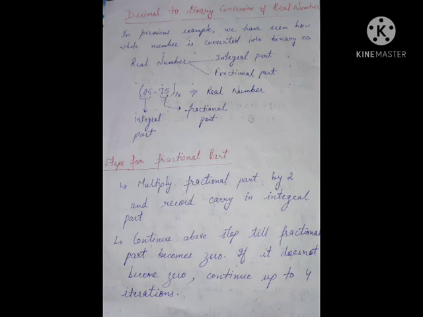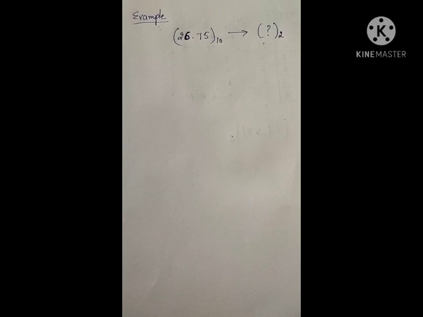Multiply each fractional part by 2 and record its carry in the integral part. Continue the above step till the fractional part becomes 0. If it does not become 0, continue up to the 4th iteration only. Let's take an example of a decimal real number that we want to convert into a binary number.